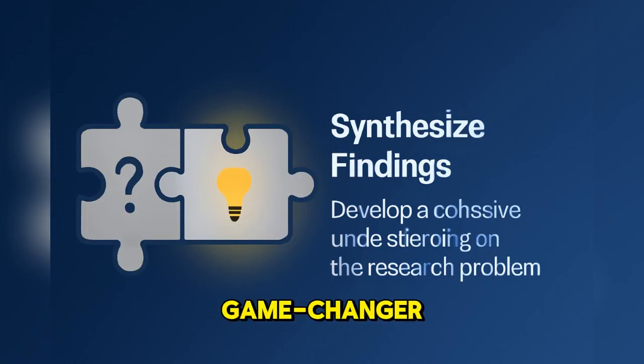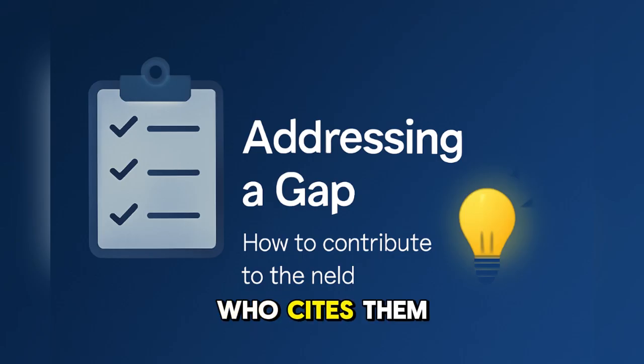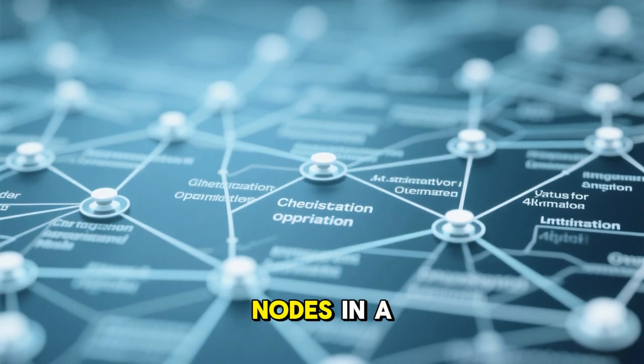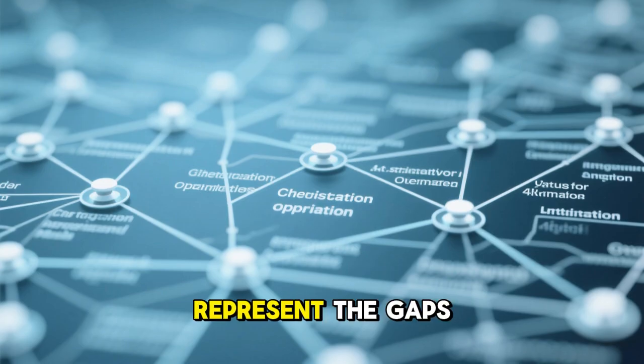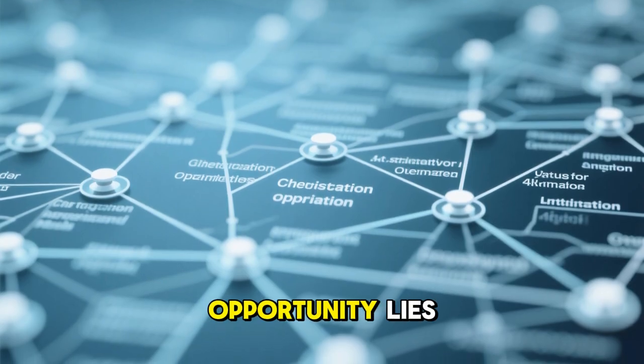And here's the game changer. Citation tracking. Find key papers in your area. Look at what they cite, that's the foundation. Then look at who cites them, that shows how the field evolved. The small isolated nodes in a citation map often represent the gaps where your opportunity lies.